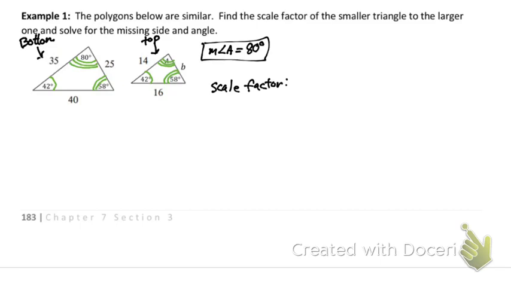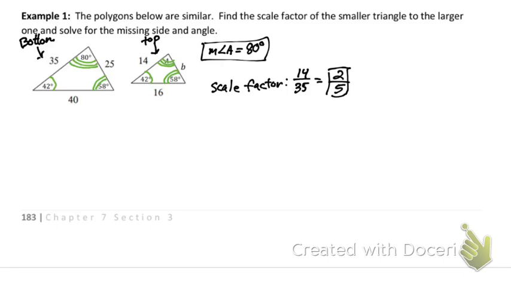Does someone want to take a shot at what it would be? Yeah, it'd be 14 over 35. Would 16 over 40 work too? Yeah, which should be the same. So we're going to do 14 over 35, but if you did 16 over 40, you'd come up with the exact same simplified fraction. So our scale factor is going to be 14 over 35, which equals 2 over 5.